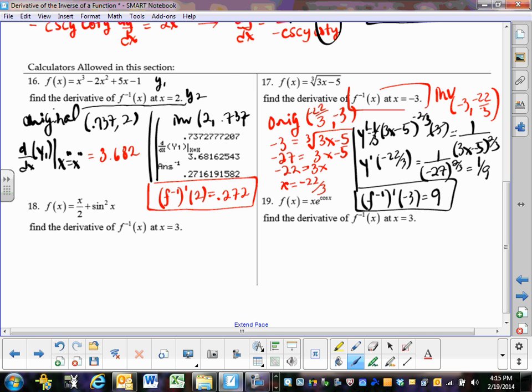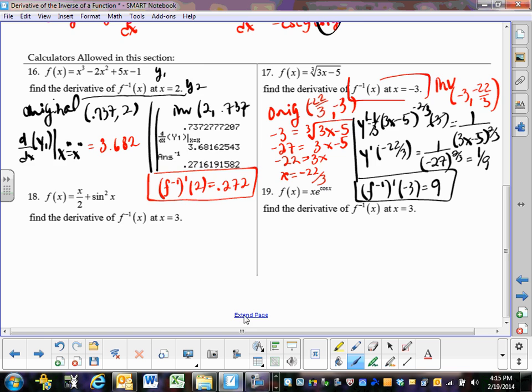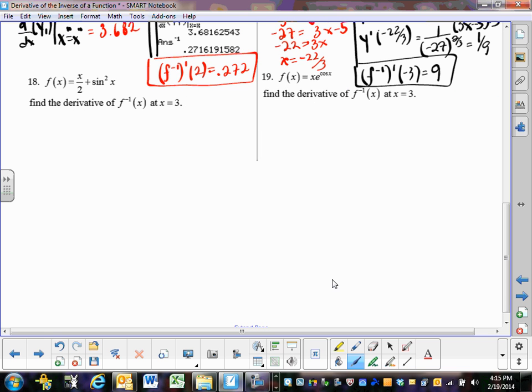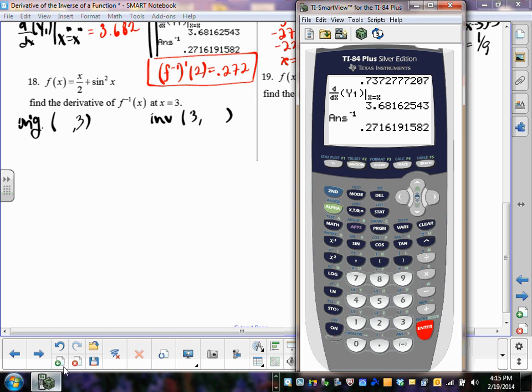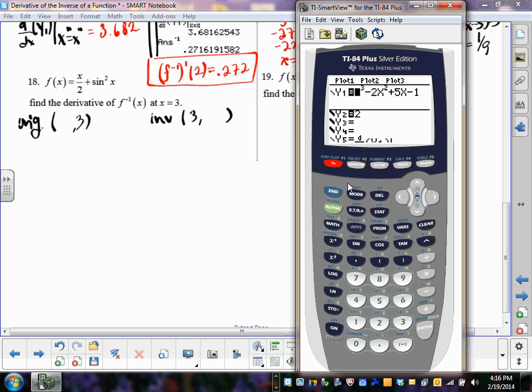Okay, so calculators are allowed, but they're not always required. So for 17, if I know that this is saying that the inverse function has x as negative 3, that the original has to have y as negative 3, I can set negative 3 equal to the cube root of 3x minus 5. So if I cube both sides, negative 27 equals 3x minus 5. So negative 22 equals 3x, and x is negative 22 over 3.